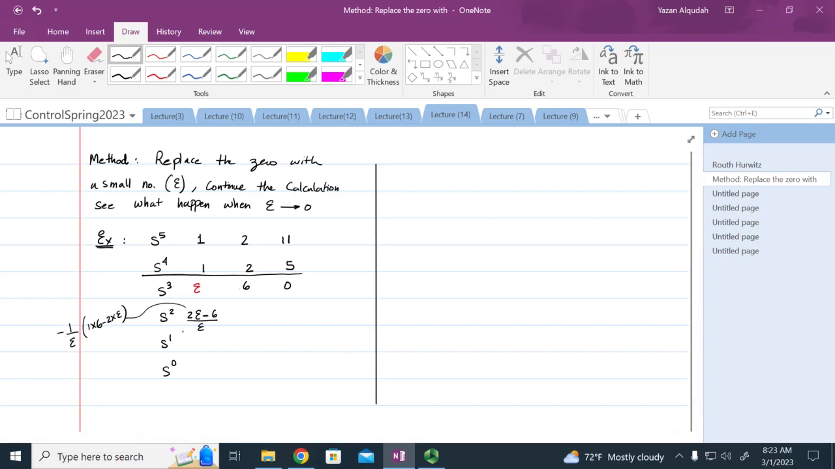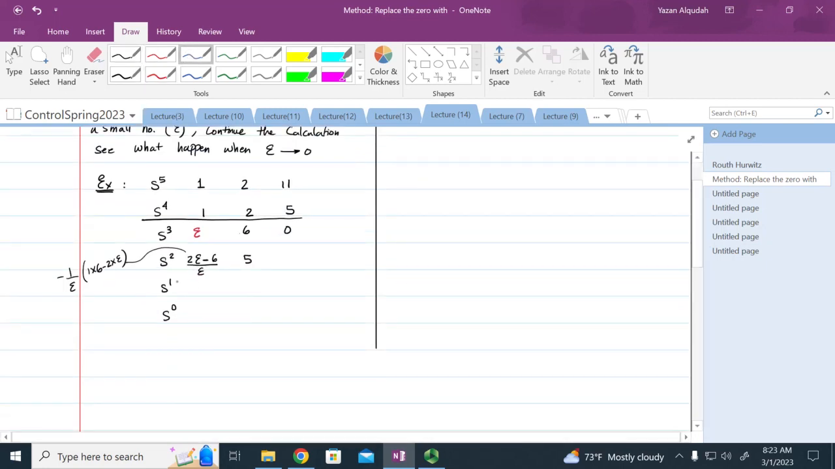Calculate this entry from these two rows. 1, epsilon, 2 and 6. 1 times 6 minus 2 times epsilon. The next element is going to equal a 5. Since I have a 0 here, this is just going to come down. What do we do next? We continue.